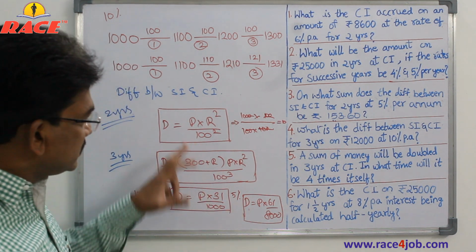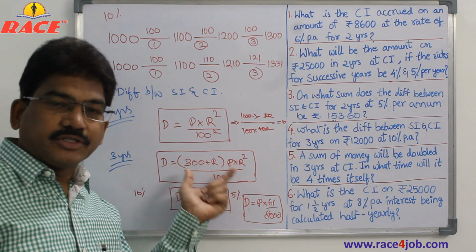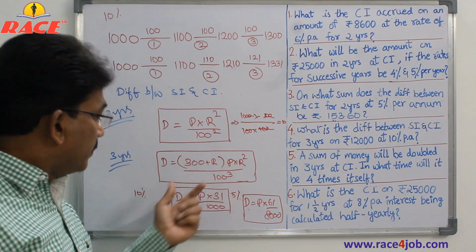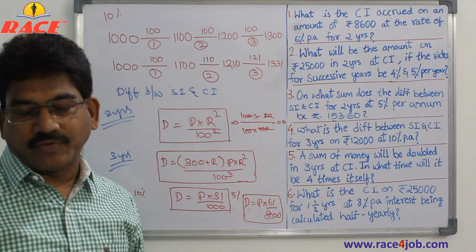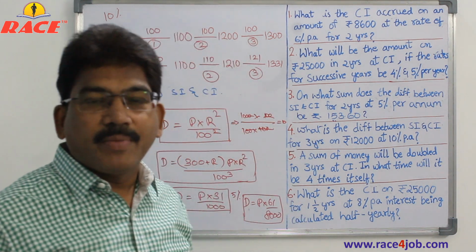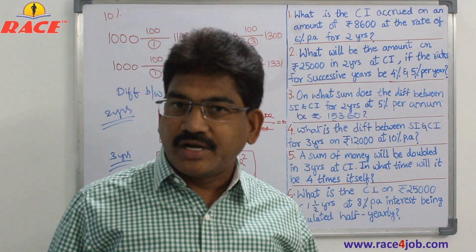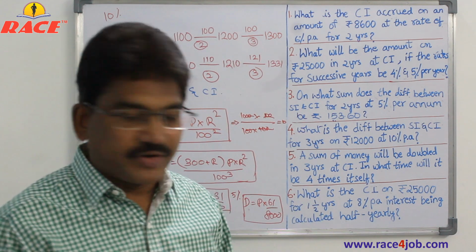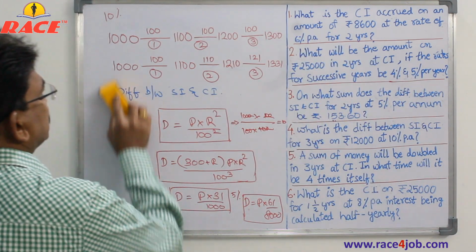Okay, 2 years difference, 3 years difference. This is for any rate of interest: 3%, 4%, 7, 8, whatever it is. But particularly if it is 10%, use this formula. If it is 5%, use this formula. Important. Regularly they ask you. Or if you don't remember, you need to calculate simple interest separately for the 2 years or 3 years period, and again compound interest, and take out the difference between these two. Fine? Okay. Now let us solve some questions.